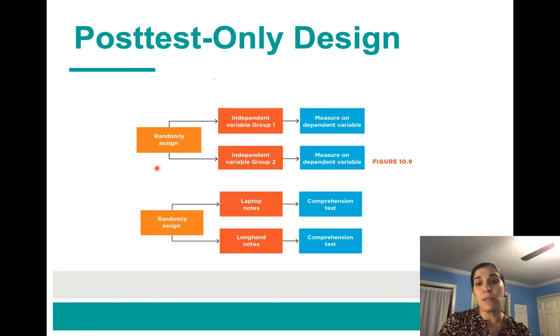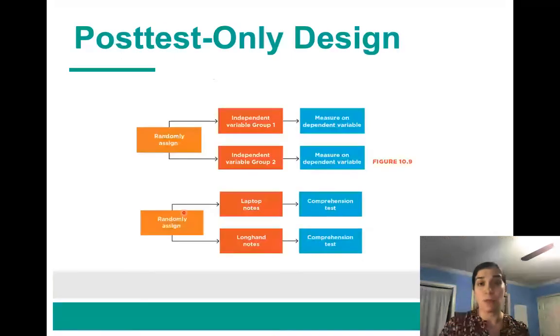So a post-test only design is the most basic, simple experiment for between subjects. Essentially, you have a group of people, and you randomly assign them to be part of either one level of your independent variable or another level of your independent variable. And then you give them the same dependent variable. So just as the example that we already are familiar with, let's say you have a group of students. You randomly assign, eeny, meeny, miny, mo.